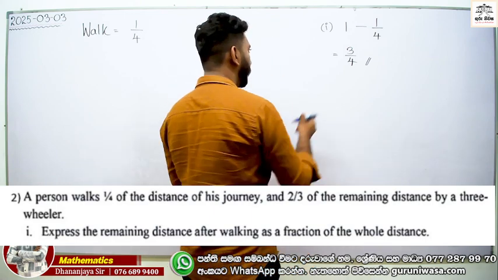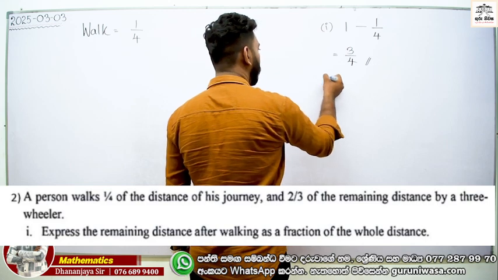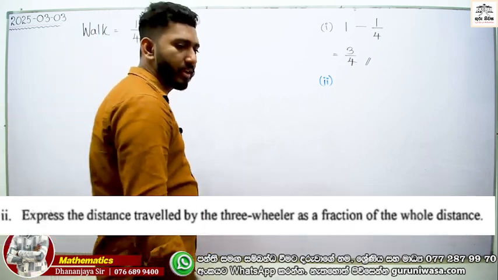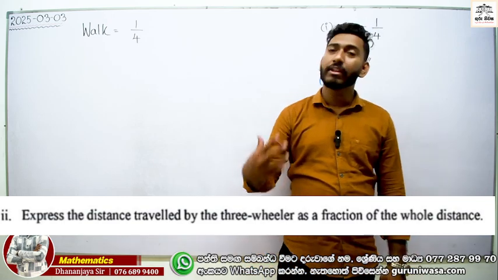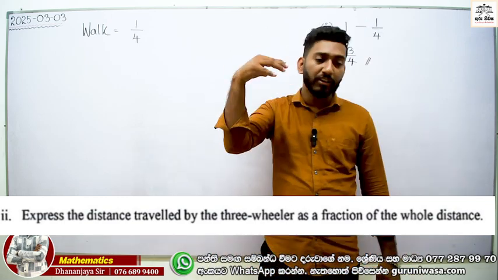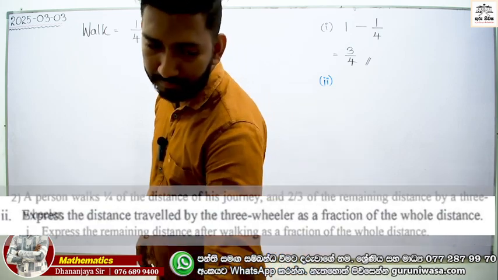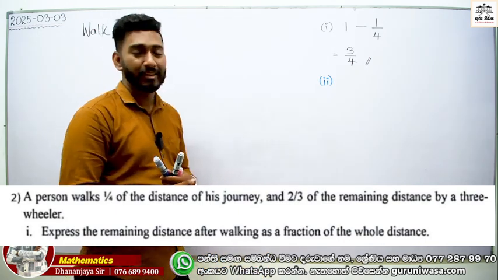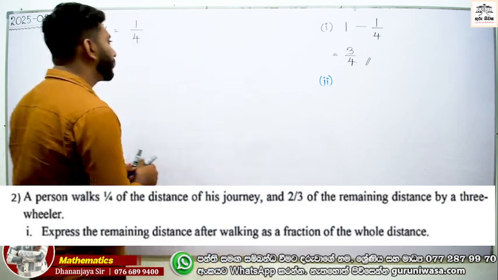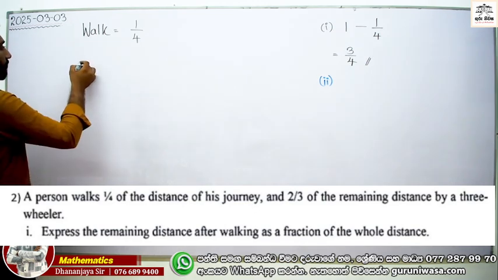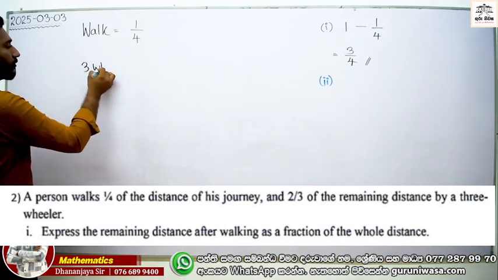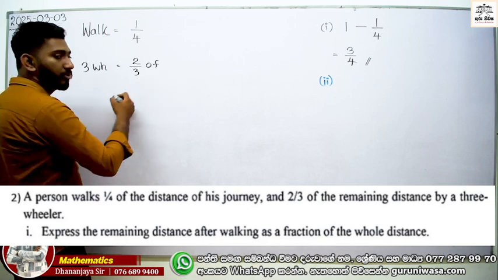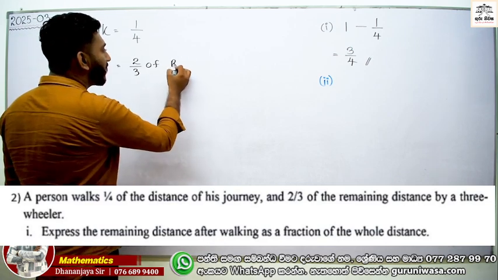Now the second one. Now listen. Express the distance traveled by the three-wheeler as a fraction of the whole distance. Now tell me, 2/3 of the remaining distance. 2/3 of the remaining distance by three-wheeler.